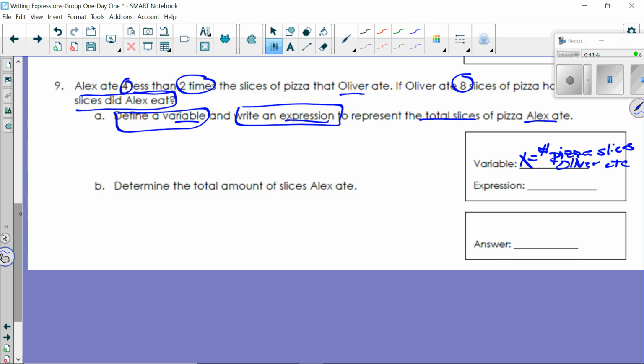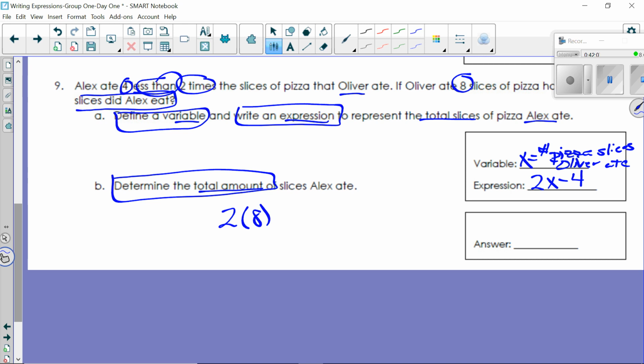Okay, my expression is 4 less than. Less than is again one of those flipping phrases. 2 times, so I have 2 times my variable with 4 less than that. 2x minus 4. Determine the total amount that Alex ate. Now I can put it into my expression. So that's where I'm going to use that Oliver ate 8 slices. Order of operations, multiply first, means that Alex ate 12 slices.